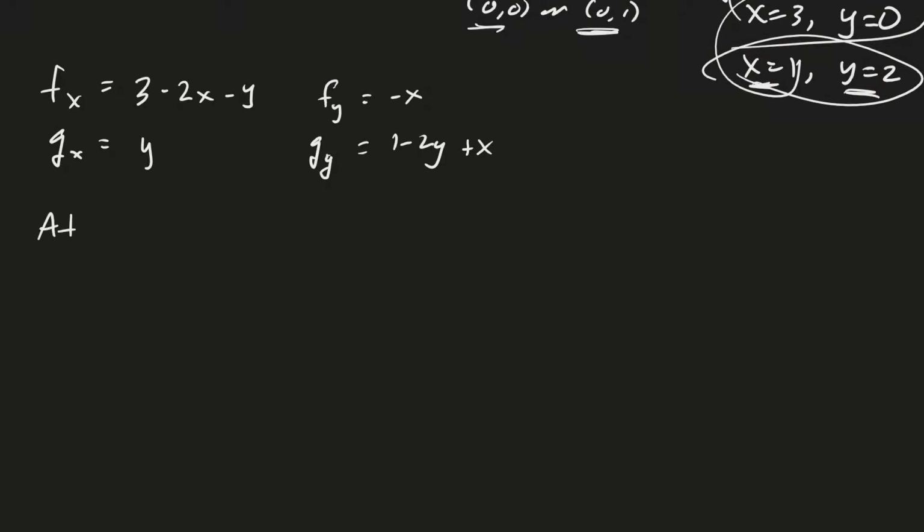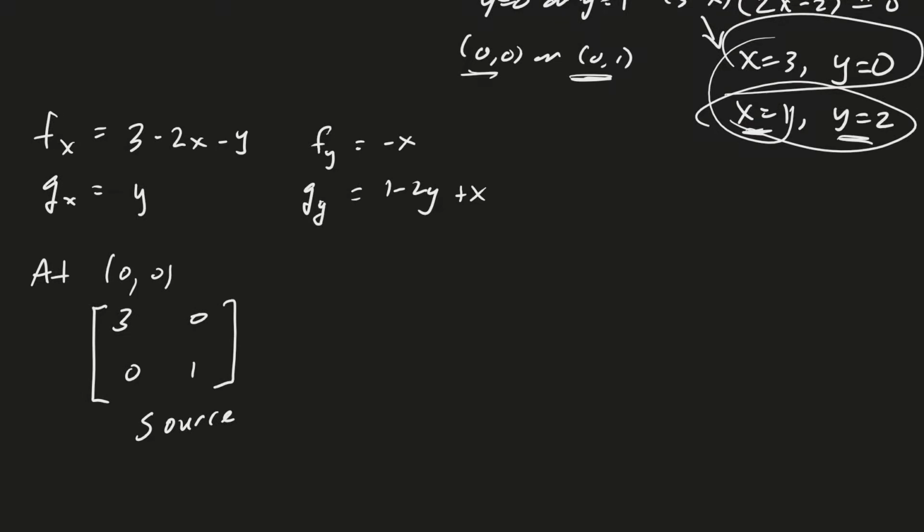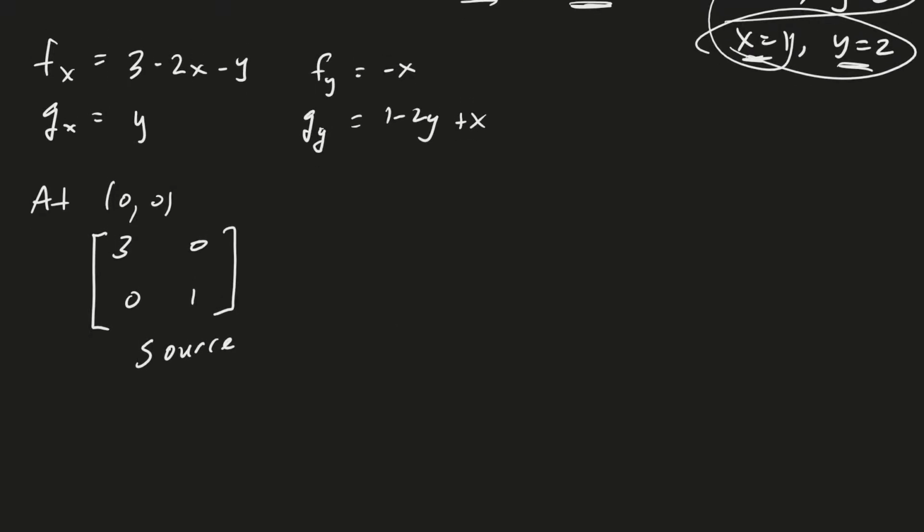So at the origin, that's the easiest one, we get 3, 0, 0, 1. Okay, so that is going to be a source. We could go ahead and figure that out using the Poincare classification, but with 2 positive real eigenvalues, you get a source. Okay, and so let's take the next point then.